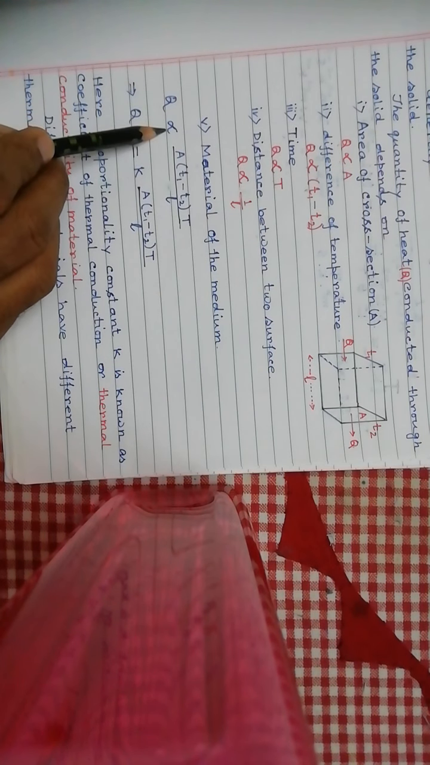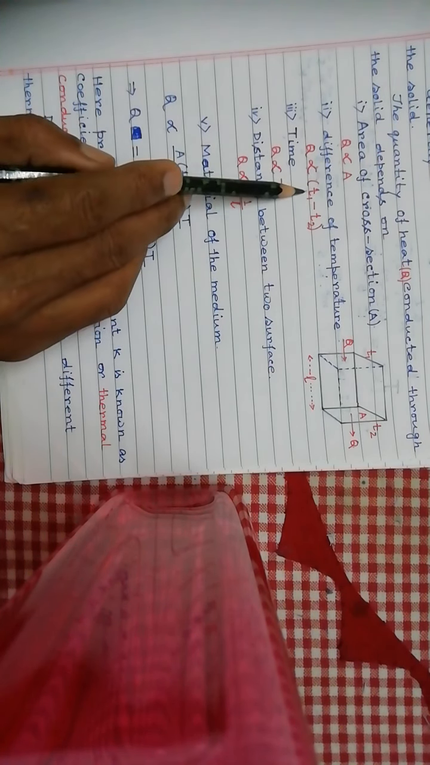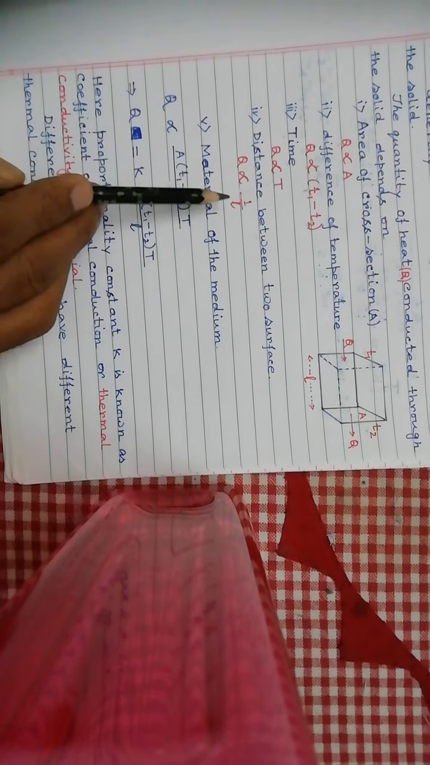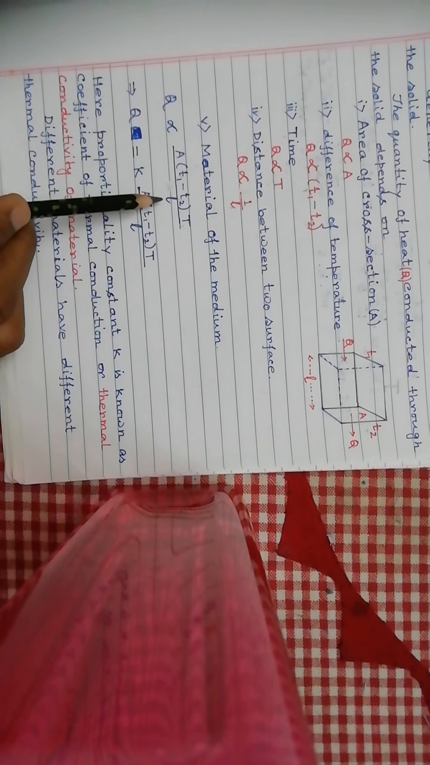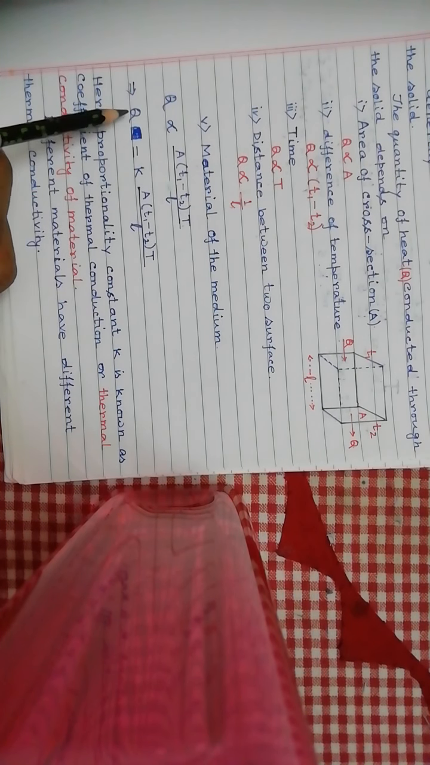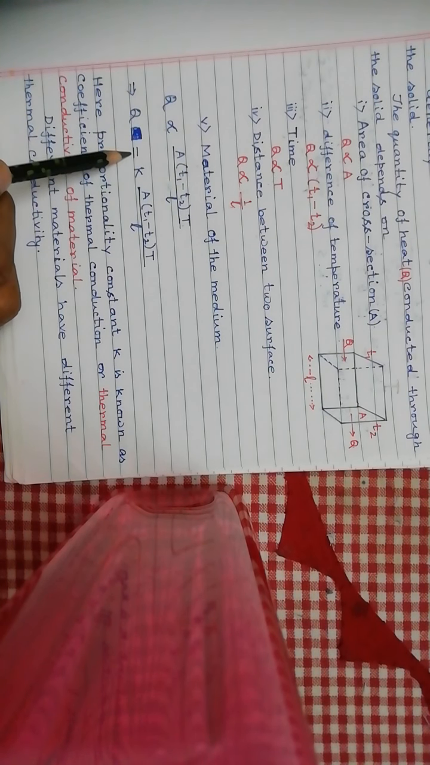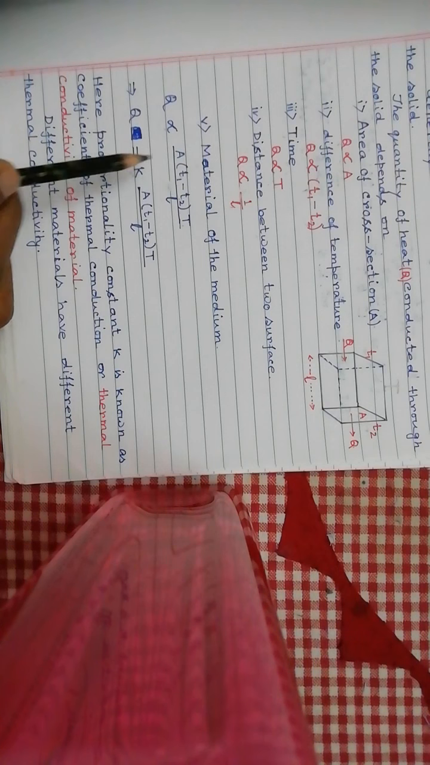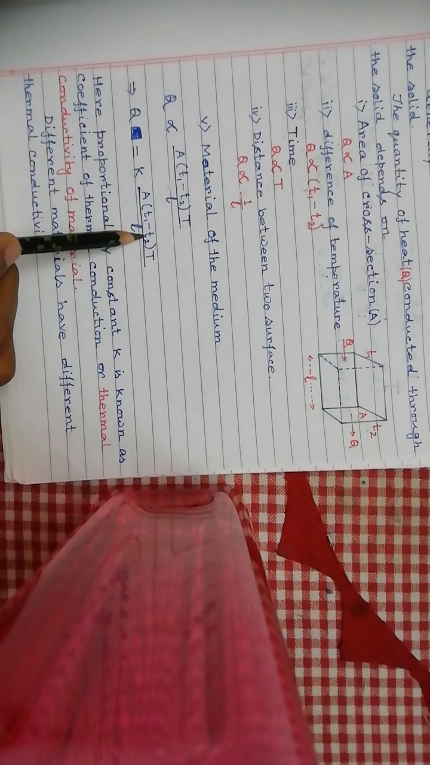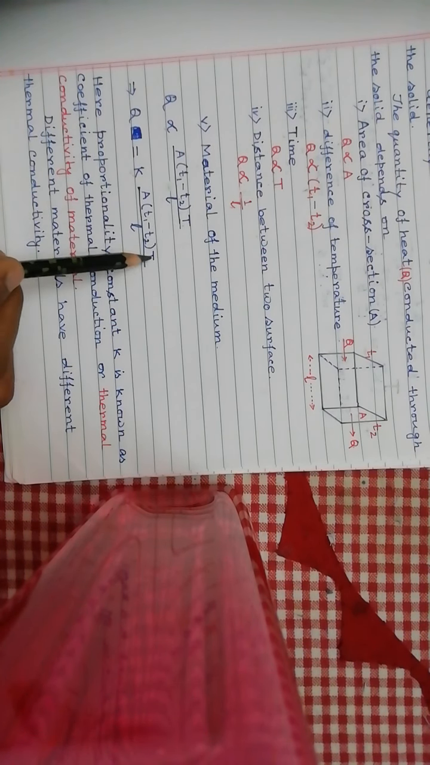Q is directly proportional to A into (T1 minus T2) into T divided by L. Now you remove the proportionality sign, then you get an equal sign and a constant, and let the constant be K. So Q is equal to K A (T1 minus T2) T by L. Here capital T is the time.